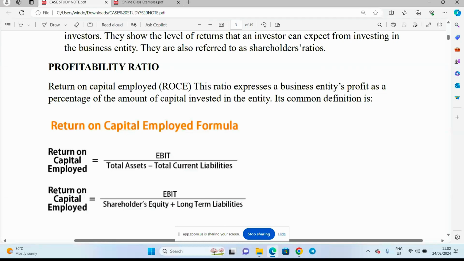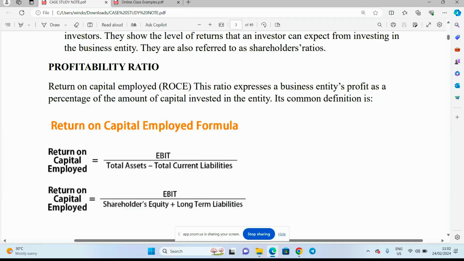What do we mean by net assets? Total assets less current liability. Note, it is total assets less current liability only, not total liability, because when we are talking of liability, we have current and non-current. Do you understand?